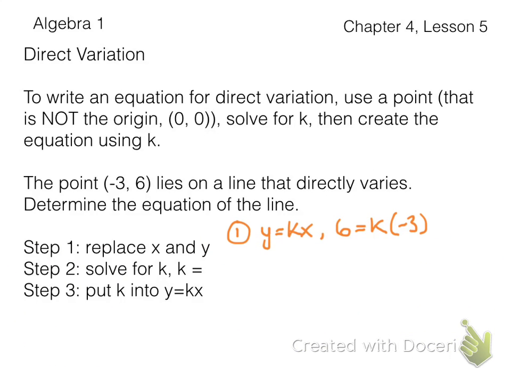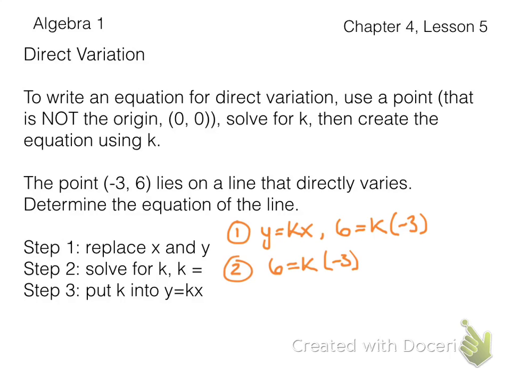All right, to write an equation for direct variation, use a point that is not the origin, you can't use 0,0, solve for k, then create an equation using k. So if we have the point -3, 6, and we know that it lies on a line that varies directly, we can determine the equation of the line by first plugging in the -3 for x and the 6 for y into y equals kx, which is 6 equals k times -3. That was step 1.